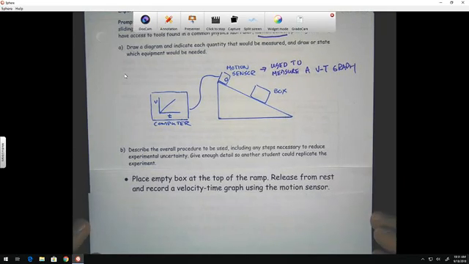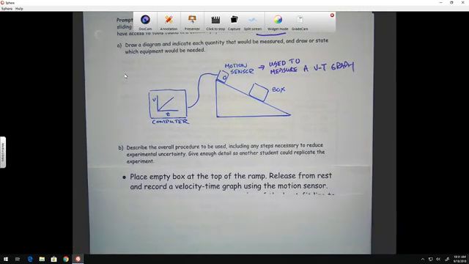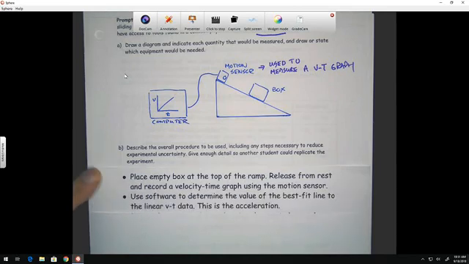So first off, let's say you probably want to say that you'll need to place a box at the top of the ramp. You release it from rest, and you want to record a velocity time graph using the motion sensor. So just a basic statement of what you're going to do. You should say that you're going to somehow use software then to determine the value of the best fit line to the linear data that you've obtained. This is the acceleration, and it's important to say that.